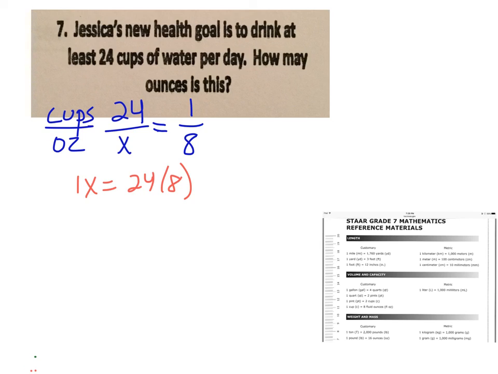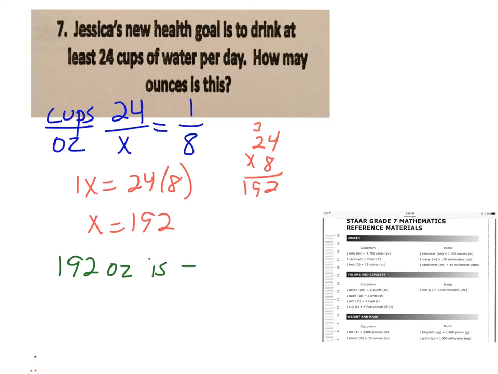If you need to, you go off to the side and you do 24 times 8. And you get x equals 192. Your final answer then is 192 ounces is equal to 24 cups.